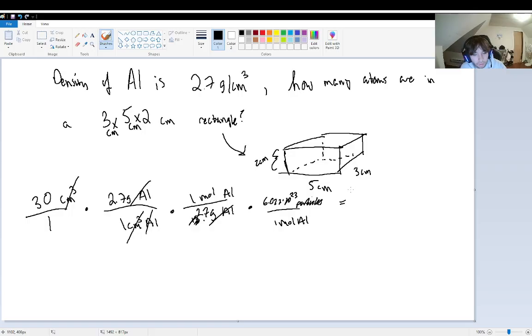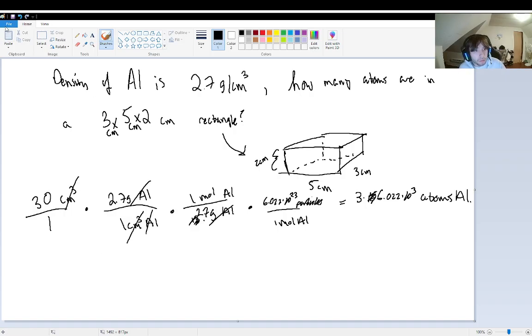So 30 times 2.7 divided by 27 times 6.022 times 10 to the 23. I don't really know what this answer is, but I can give a best estimate. Let's go to the calculator. It's 3 times 10 to the 22, or 6.022 times 10 to the 23 atoms Al.